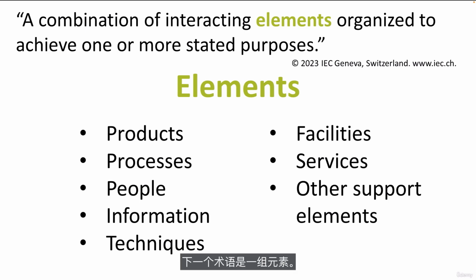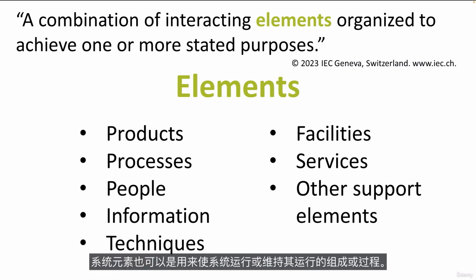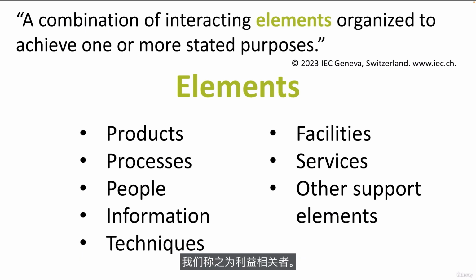The next term we have is a set of elements. These are essentially piece parts that make up the system. These can be products, like pieces of hardware and software. System elements can also be composed of processes used to make the system operate or maintain its operation. A system element can include people that will be interacting with the system or that have a vested interest in the system, people that we call stakeholders.